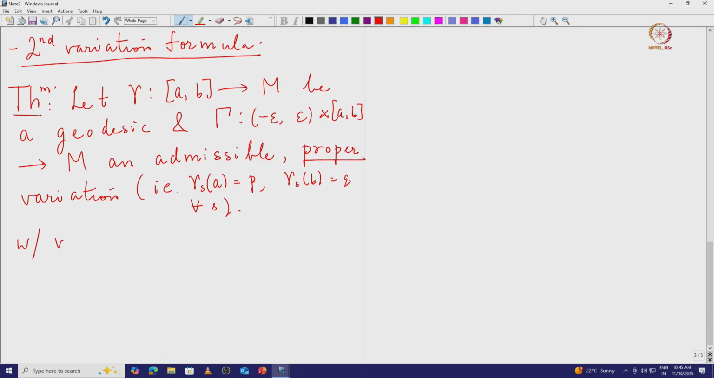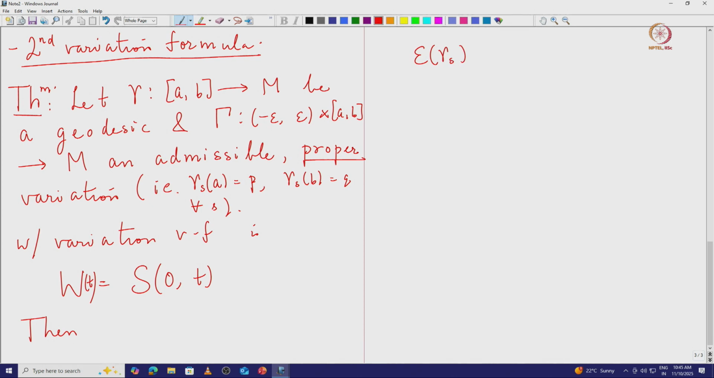And suppose the variation vector field is W. So W is basically this, ∂Γ/∂s evaluated at (0, t). Then the second variation formula says the following. If you take the energy functional on these curves gamma_s, compute the second derivative and plug in s equals 0, then that is given by this formula.